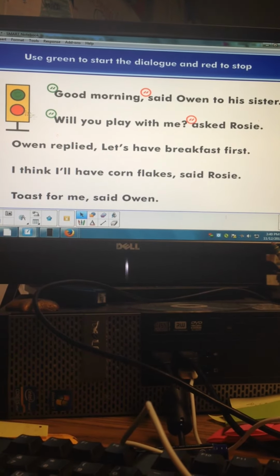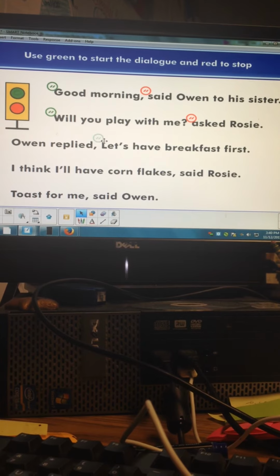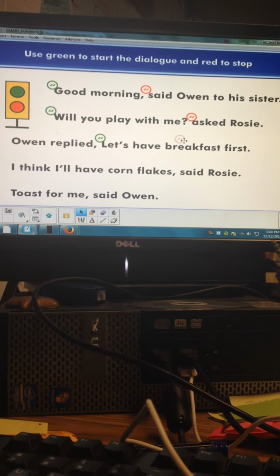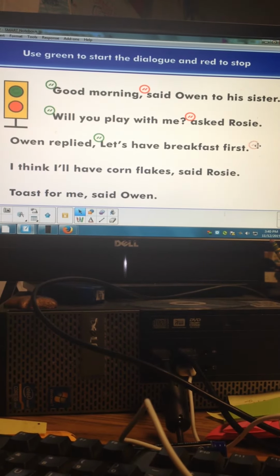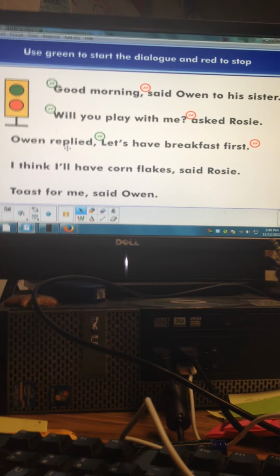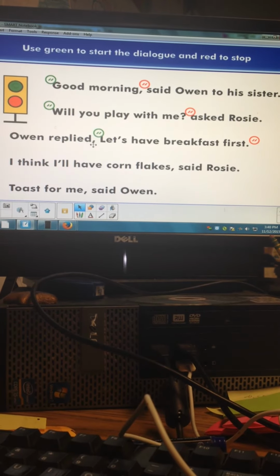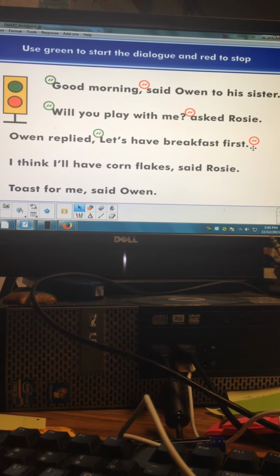Notice here, the dialogue tag is before the actual dialogue. So you'll see that here. Here's the dialogue, what's actually being said, and here's what's called the dialogue tag. The dialogue tag tells you who's saying it. Notice there's a comma before the quotes.